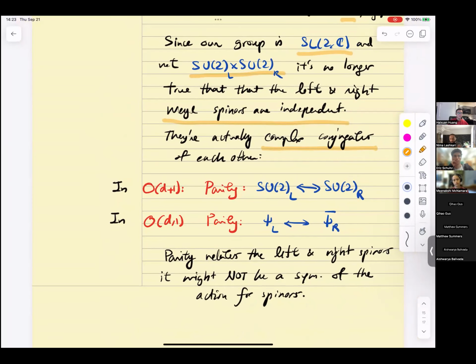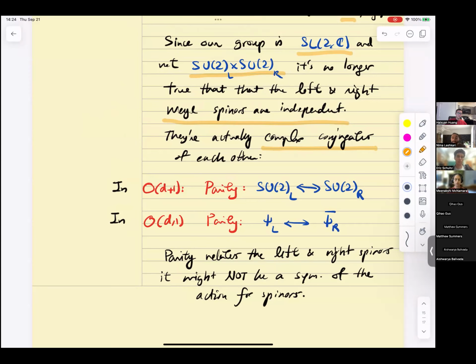This is very fast, but I want to make another comment here. In O(d,1), a parity transformation swaps the left and right SU(2)s. You just have to write these down. At least I do not have any intuition for these things until I spell out how the transformations act. So your homework is going to be a lot of these transformations. But in O(d,1), parity sends the left movers to the complex conjugate of the right movers. That is part of the origin of these.